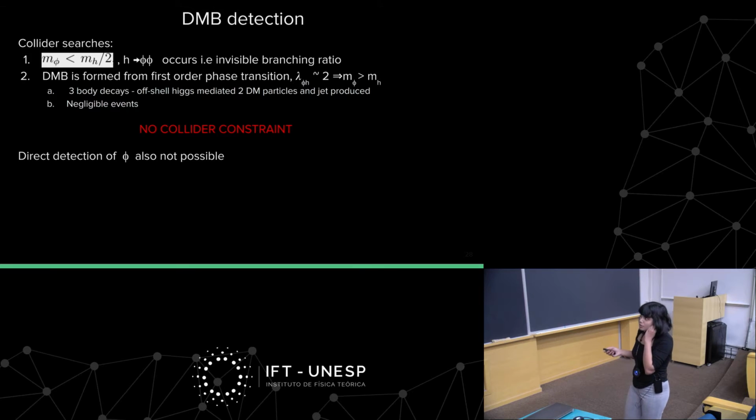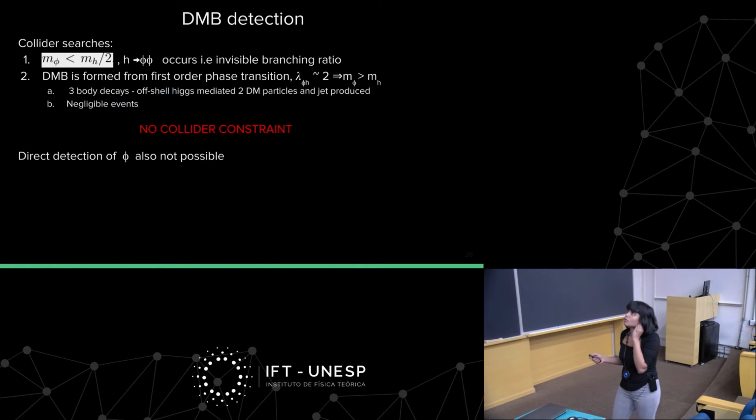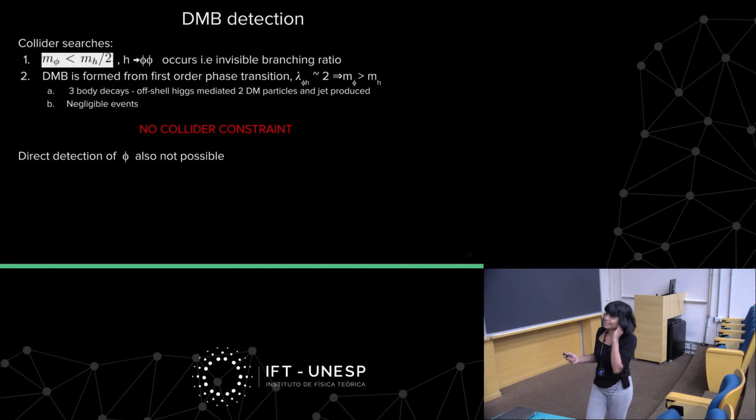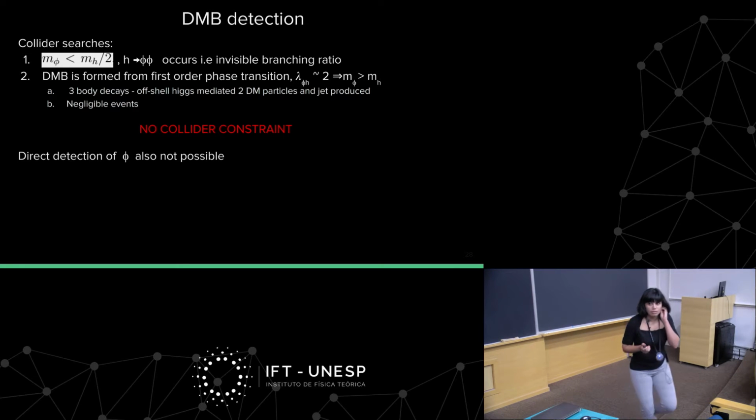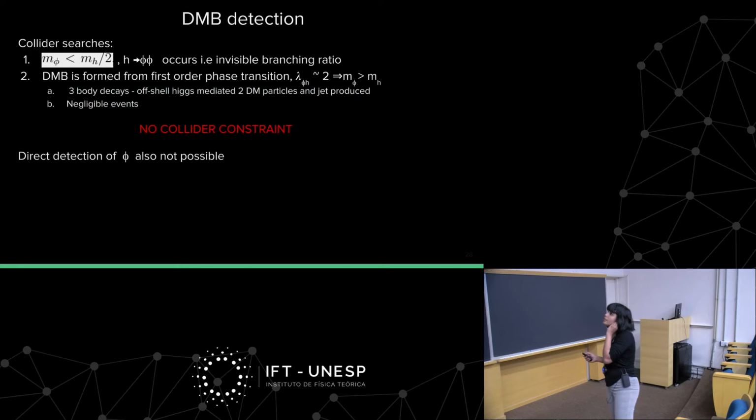Then what about the collider searches? If the mass of this phi free state is less than half of m_h, then you could have the Higgs decay into phi particles, and then you would have an invisible branching ratio for the Higgs, and we have constraints on that.